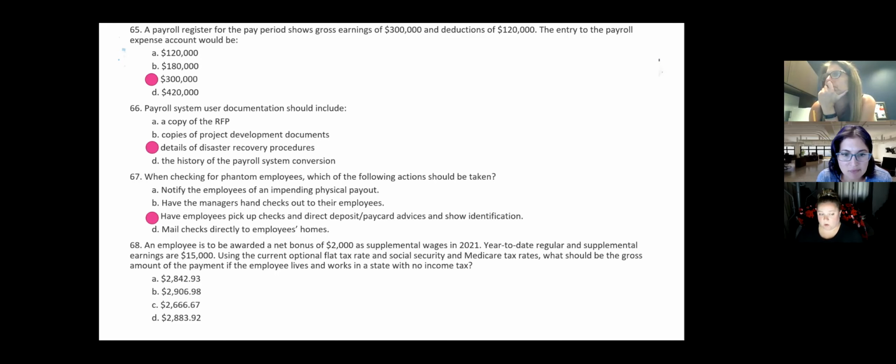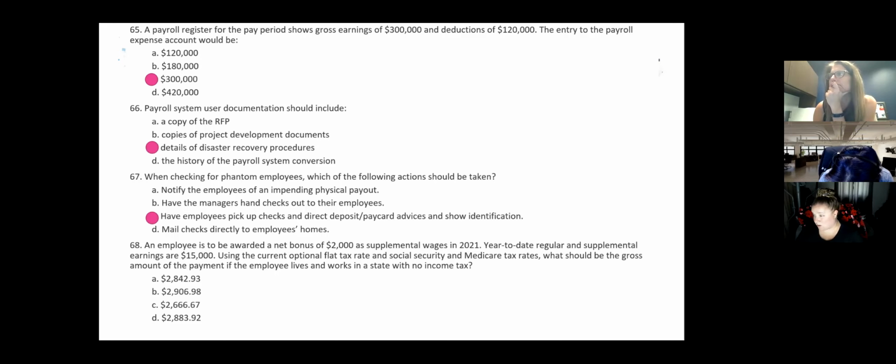An employee is to be awarded a net bonus of $2,000 in supplemental wages in 2021. Year-to-date regular and supplemental earnings are $15,000. Using the current optional flat tax rate and Social Security and Medicare tax rates, what should be the gross up amount of the payment if the employee lives and works in a state with no income tax?